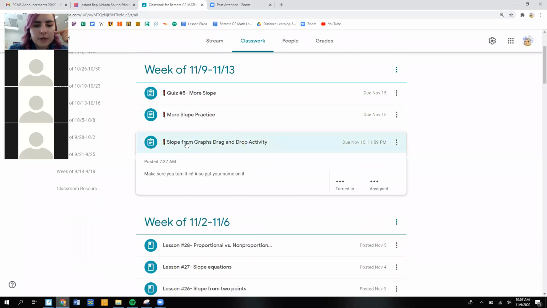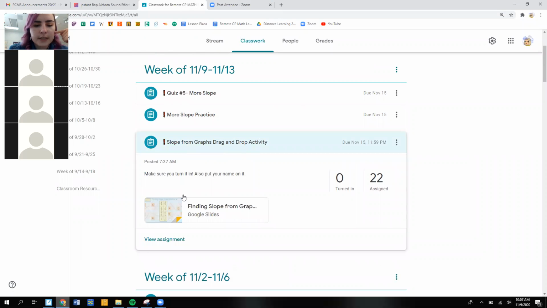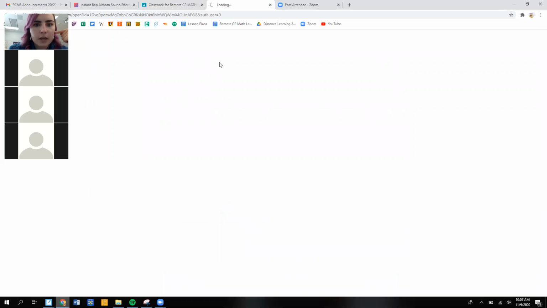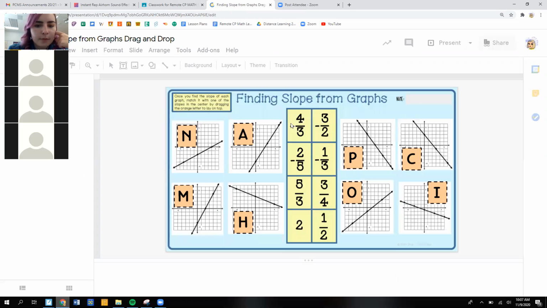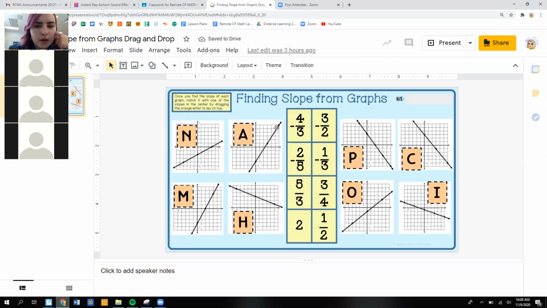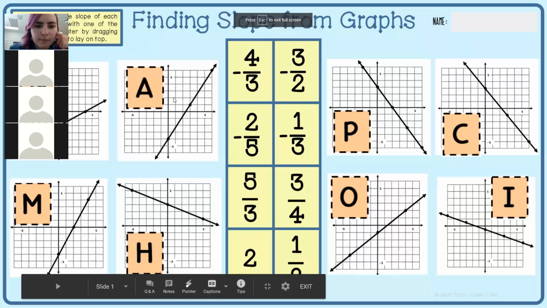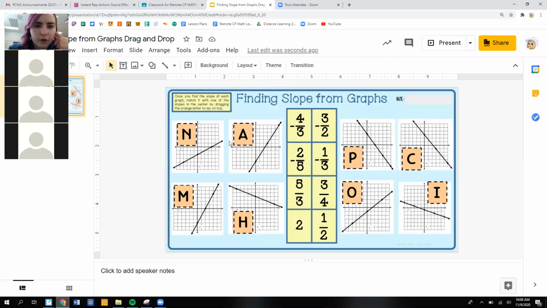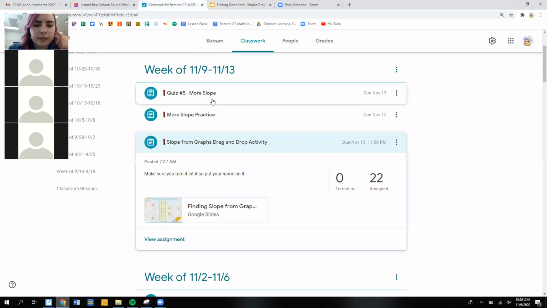The first activity is going to be slope from graphs drag and drop activity. This is just, and I can open it up and show you guys. It should create a copy for each of you. So all you have to do is, you've got slopes in the middle. You're just gonna go ahead and drag whatever graph matches what slope. So you're gonna look at the slopes, and you can put it in present mode if you want it to be a little bit bigger, but you're gonna go ahead and match each slope with each graph. So that's one thing that is an assignment. That should be hopefully an easy 10 points.